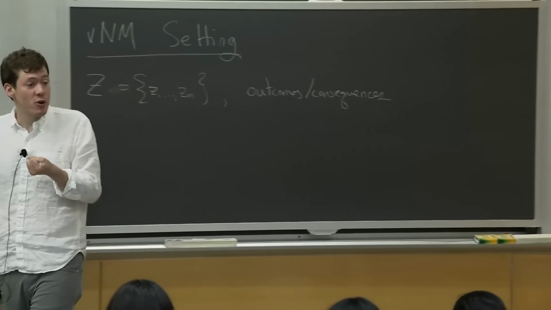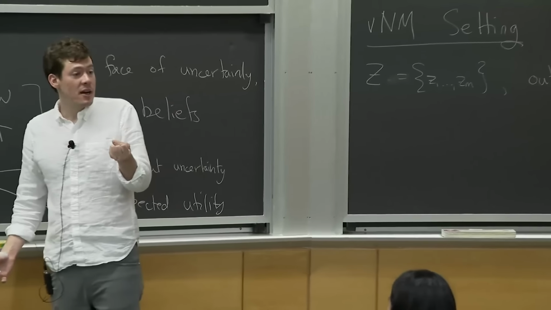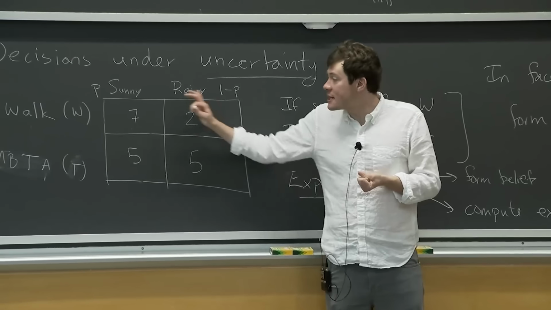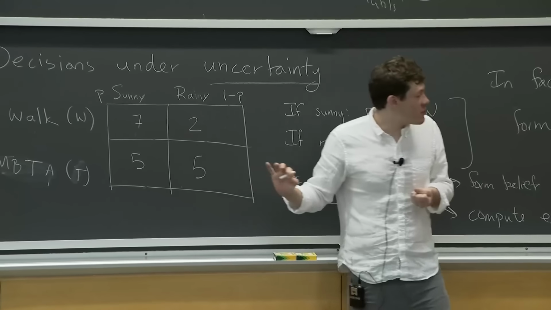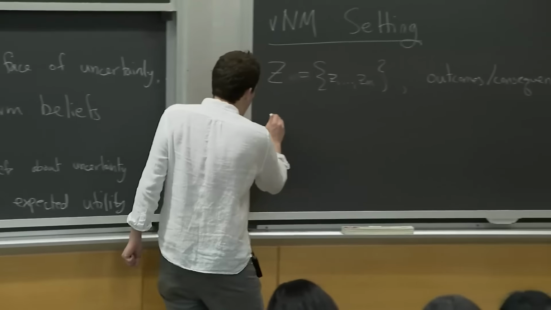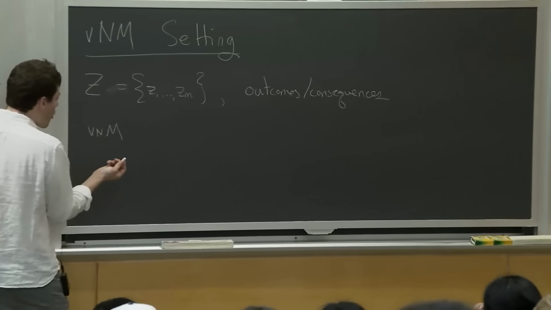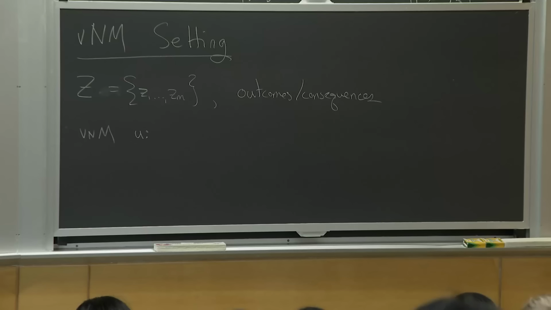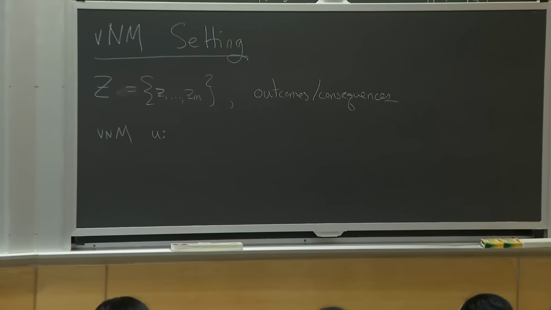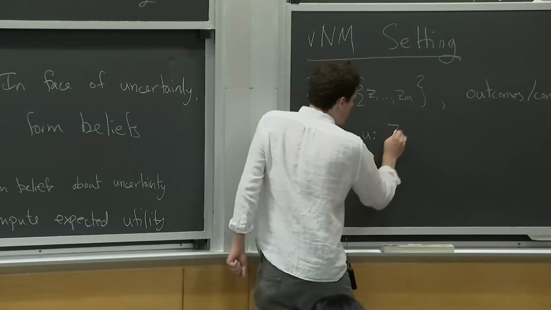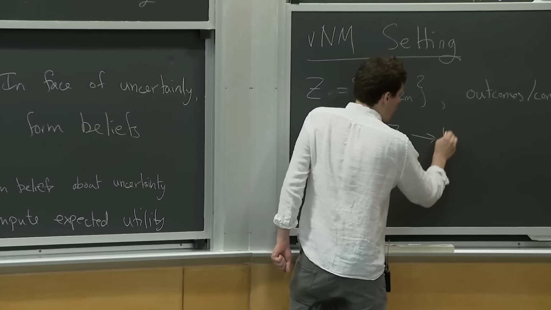It's not directly my choice. I'm not directly choosing outcomes. I'm choosing effectively lotteries over outcomes. And the outcome has to capture everything that's relevant in the situation. So we have this set Z of outcomes or consequences, and then we have the von Neumann-Morgenstern utility function, little u. Now, just as we saw over here, little u assigned a number to each of our 4 outcomes. So u is going to be a function from Z to R.